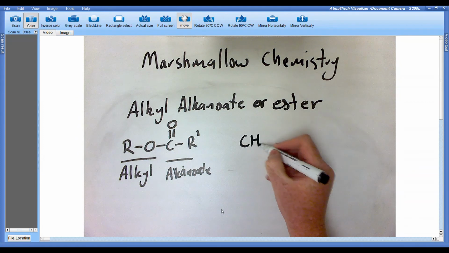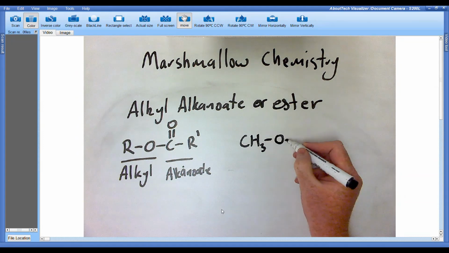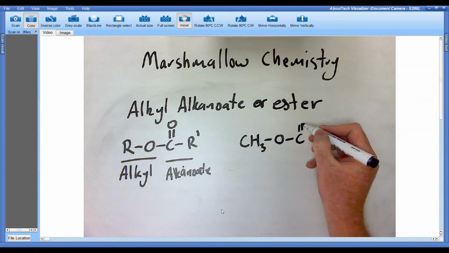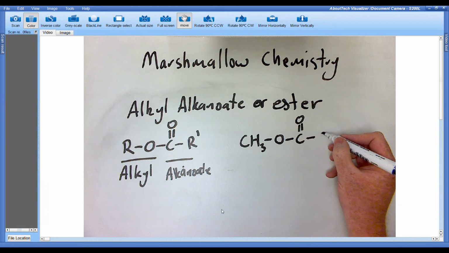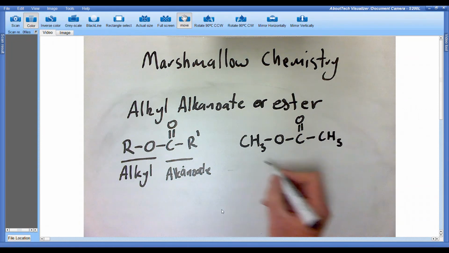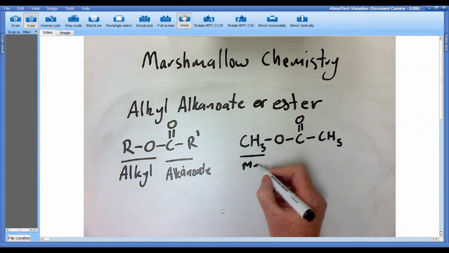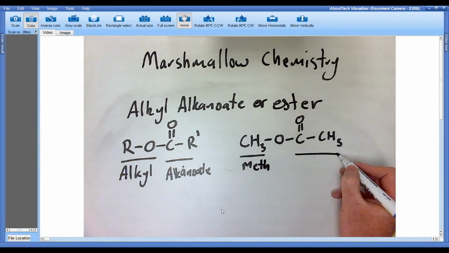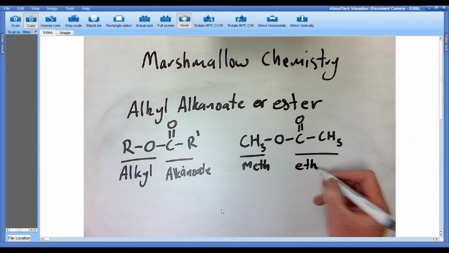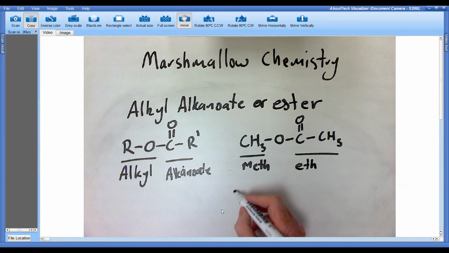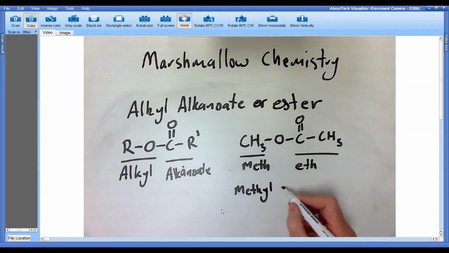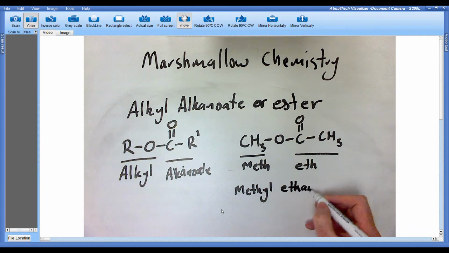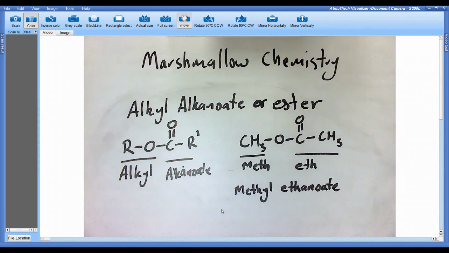These become slightly harder to name when the carbon chains on either end are of different lengths. So what I'm drawing now shows a single carbon with 3 hydrogens attached to an oxygen with the double bonded oxygen and 2 carbons on the other end. So we have a meth group and we have an eth group. The first part that has the 1 oxygen is always our methyl or the alkyl part. So this will be methyl, and then the rest will be the alkanoate, so methyl ethanoate.